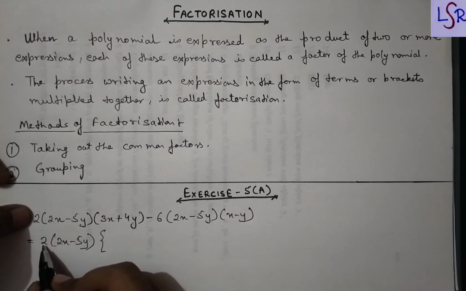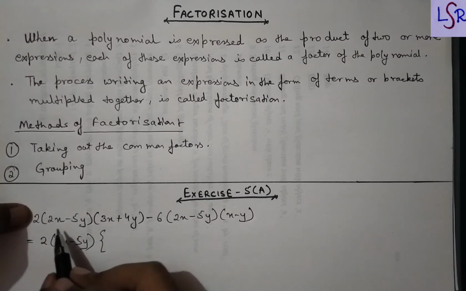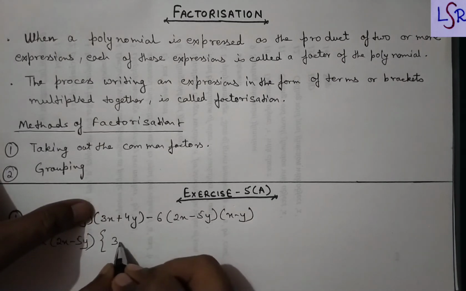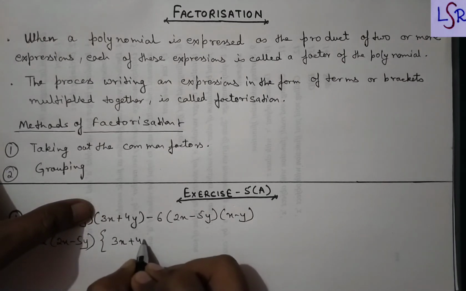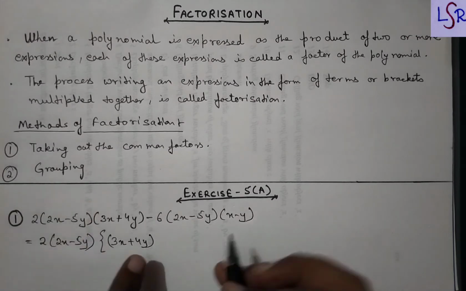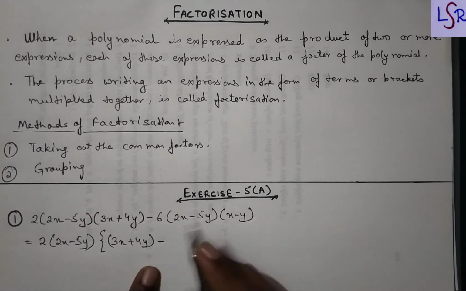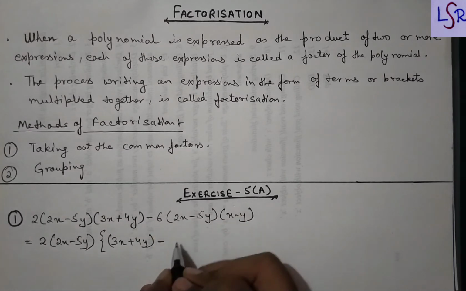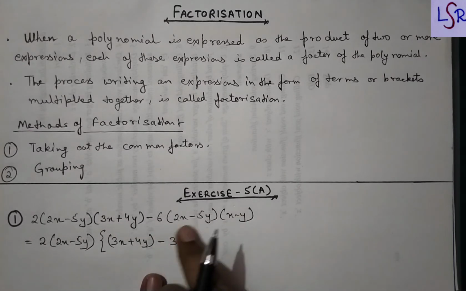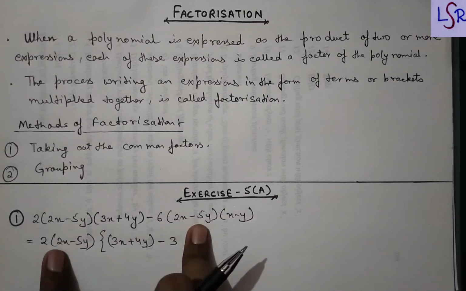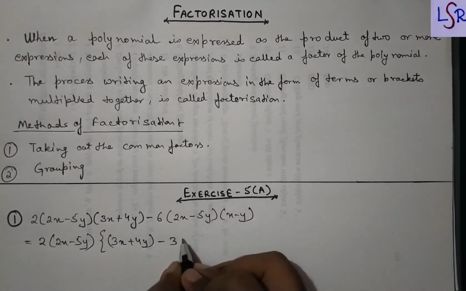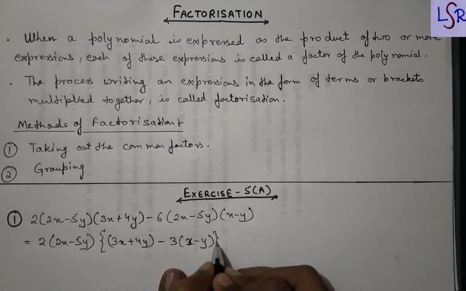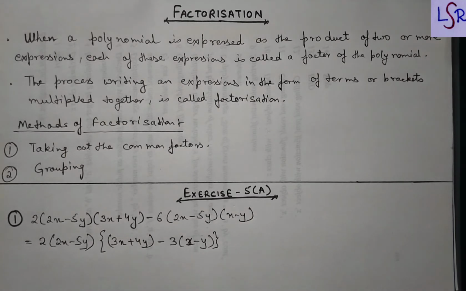Here from the 2 everything is taken, so nothing is to be written. This bracket is taken as a whole. Now we are left with this bracket 3x plus 4y, and from here minus sign we have taken 2, so 2 threes are 6, so we are going to write 3 over here, and then this bracket is already taken out, so we are left with this bracket x minus y.